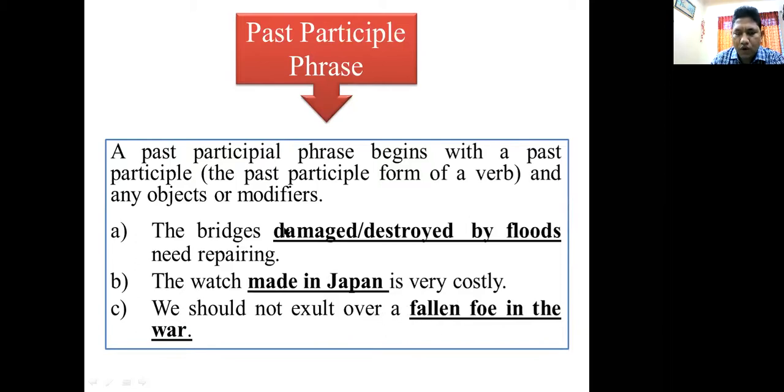So when we are talking about damaged by floods or destroyed by floods, it becomes a past participle phrase, because it is the past participle form of a verb plus other words. In the same way, made in Japan. Made is the past participle form of a verb plus other words, in Japan. Made in Japan is an example of a past participle phrase. In the same way, fallen foe in the world. Fallen is the past participle form of a verb, plus other words. So it is an example of a past participle phrase.